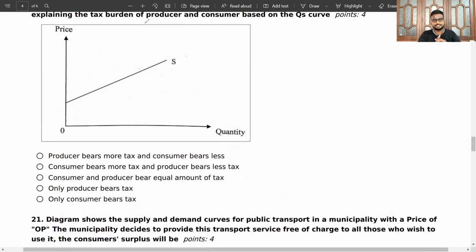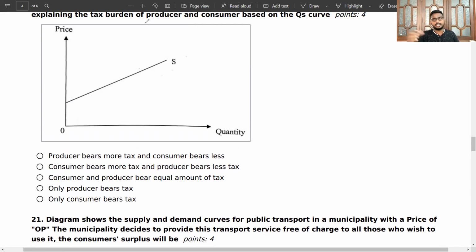Here also elastic supply. So when the supply is elastic, that means the producer has more control over the supply of the product. What that means is, when the price goes up only a little, the producer can supply a lot more because they have more control over the product supply.